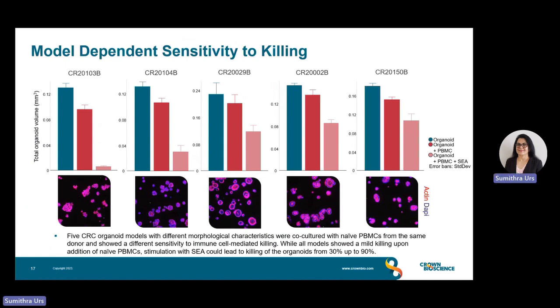An example for model-dependent sensitivity to killing is shown in this slide. For this, 5 colorectal cancer organoid models with different morphologic characteristics were co-cultured with naive PBMCs, all from the same donor. The PDOs showed different sensitivity to immune cell-mediated killing. While all models showed a mild killing upon addition of the naive PBMCs, the stimulation with the superantigen resulted in killing of the organoids from 30 to 90%.